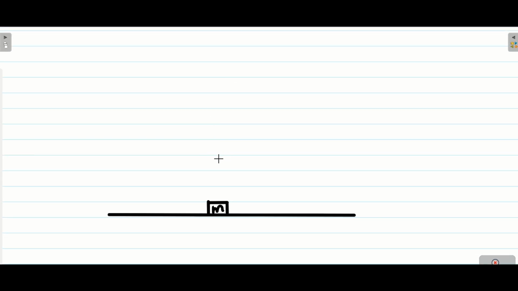So let's say you had a flat surface with a box resting on top of it. And let's say this box has a certain mass, m. So the first thing that we should note is this box, since it has a mass, has a weight, which is a force that pushes it down. And it's indicated by the letter W.